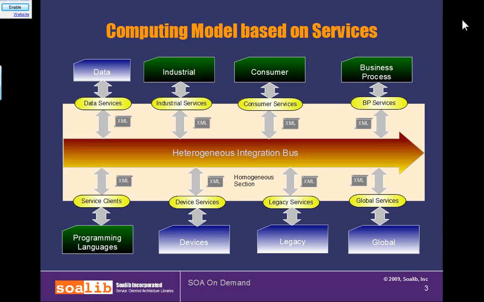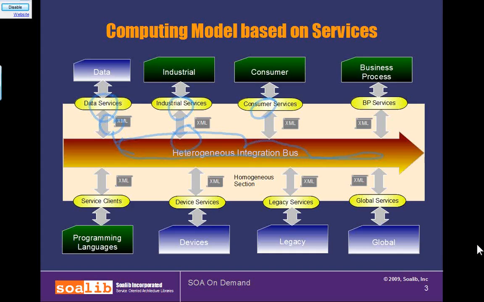In this slide, at the center is a heterogeneous integration bus. The job of this bus is to extract SOAP messages and wrap them up with another protocol. This is the bus. And there are various protocols in here. Examples are HTTP, JMS, FTP, SMTP, various protocols which are used to transport messages. This heterogeneous integration bus extracts a real message from one of the protocols, wraps it up with another protocol, and sends the message to another server, another service.